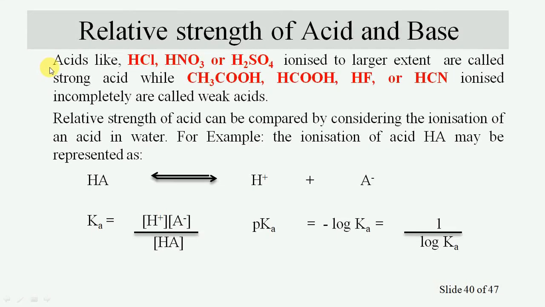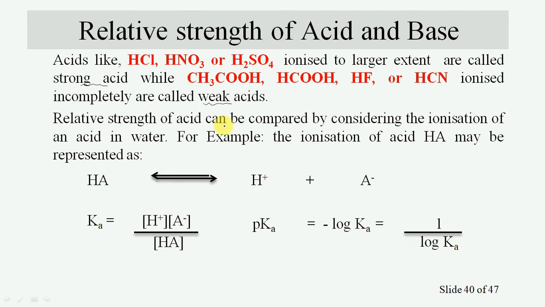Relative strength of acid and base. The strength of protonic acid can be easily compared by their tendency to lose the proton. Acids like hydrochloric acid, nitric acid, and sulfuric acid ionize completely to give H+ ion, but acids like acetic acid, formic acid, hydrogen fluoride and hydrogen cyanide ionize incompletely. The acids which ionize to a large extent are called strong acids, while those which ionize to a lesser extent are called weak acids.